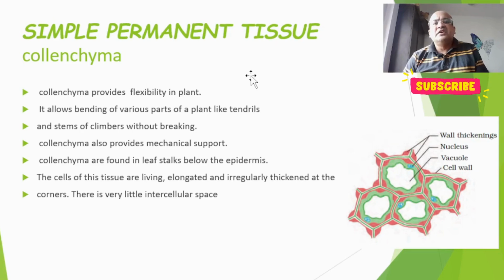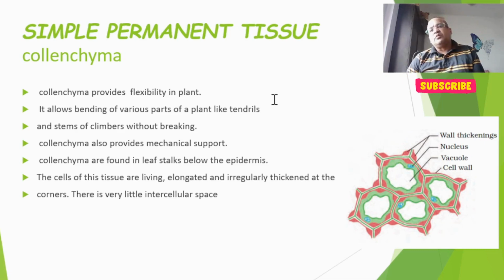Then the next simple permanent tissue is collenchyma. Collenchyma provides flexibility in plants. It allows the bending of various parts of plants like the tendrils, which help the plants hold themselves, and stems of climbers, without breaking. Collenchyma also provides mechanical support. So mechanical support is provided with the help of collenchyma.